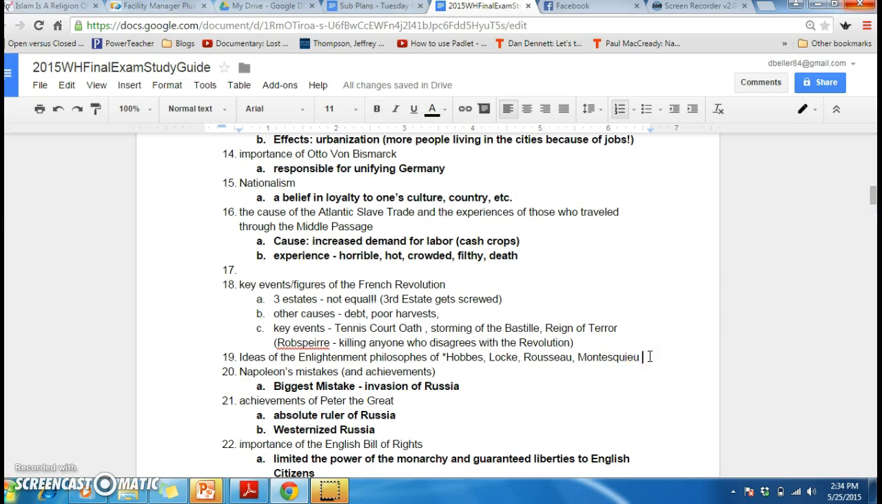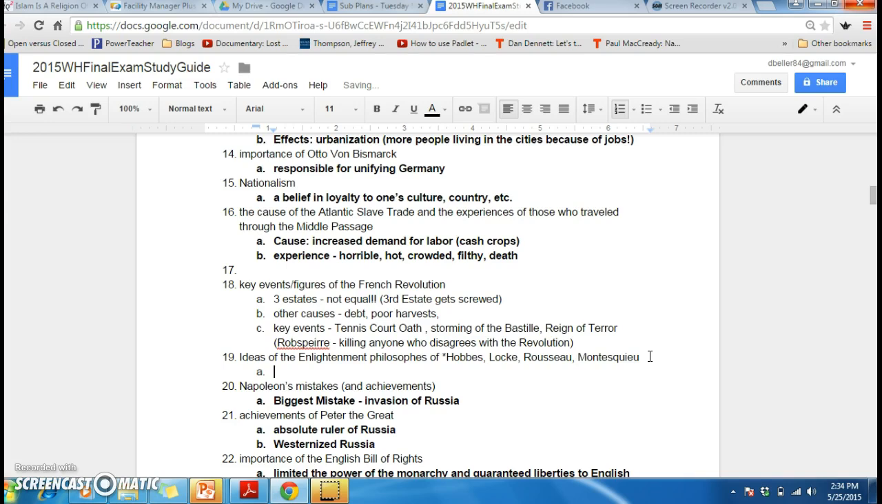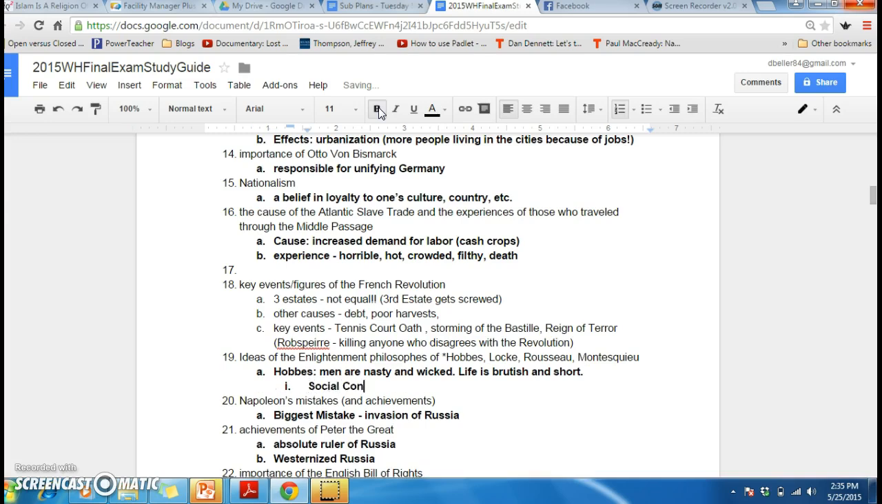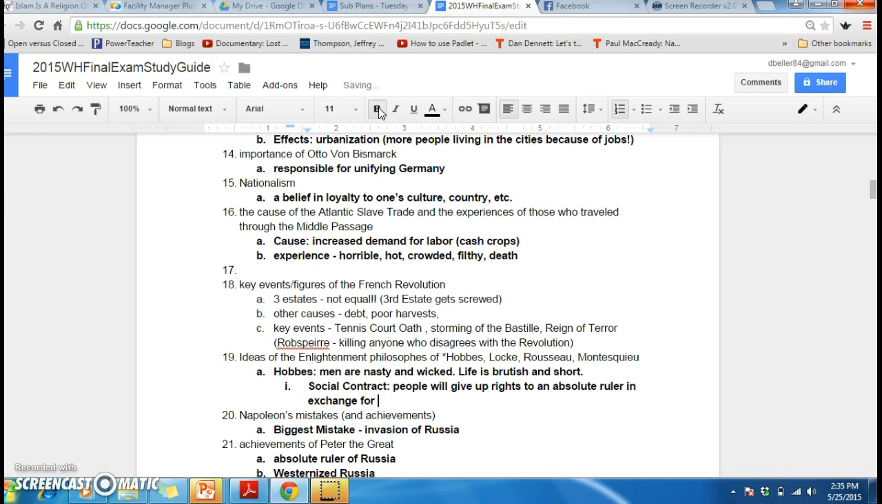Ideas of Enlightenment philosophes of Hobbes, Locke, Rousseau, and Montesquieu. Alright, Hobbes. Hobbes believes that all men are nasty and wicked. Life is brutish and short. And he believes in something called the social contract, that people will give up rights to an absolute ruler in exchange for order.